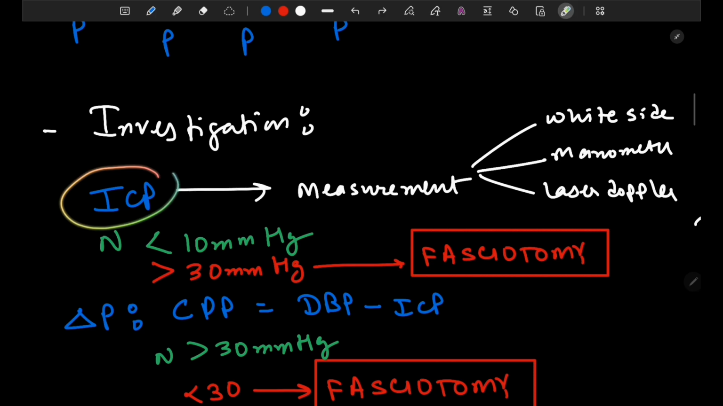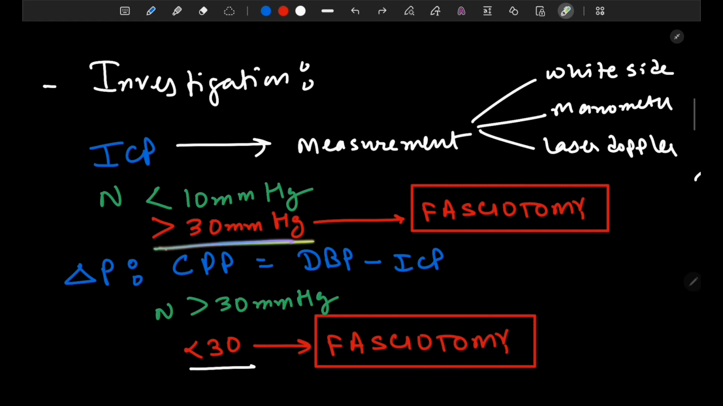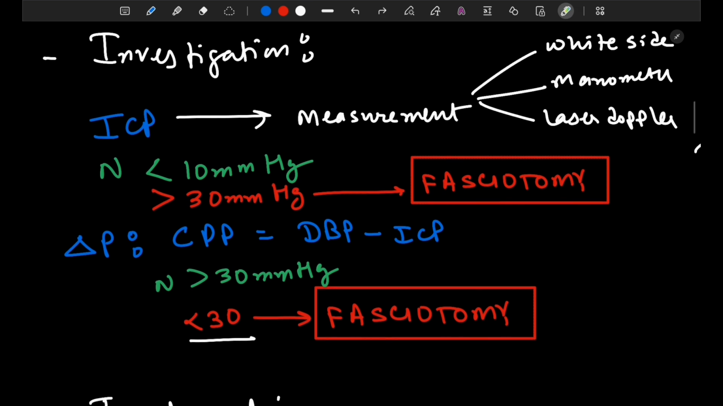Coming to the intracompartmental pressure, the pressure which is inside the compartment, this pressure is normally less than 10 millimeters of mercury, but if on measurement any significant value above 30 millimeters of mercury is suggestive of emergency fasciotomy. We have to be very critical about this decision, because this can save or lead to amputation of a limb.